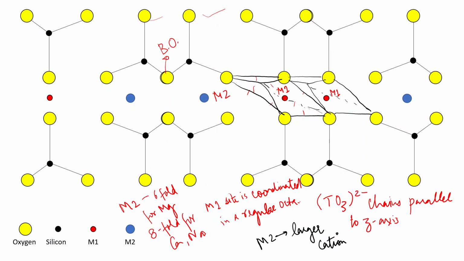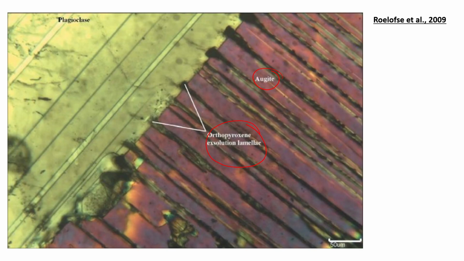And this is how I have shown you that the M1 and M2 sites are in octahedral coordination with the six oxygens of the tetrahedra. M2 is in coordination with the bridging oxygens, and therefore it is an irregular octahedron, while M1 is in coordination with the non-bridging oxygens, and therefore it is a regular octahedral coordination. And this is an example of exsolution lamellae.